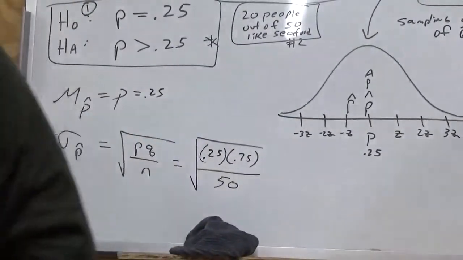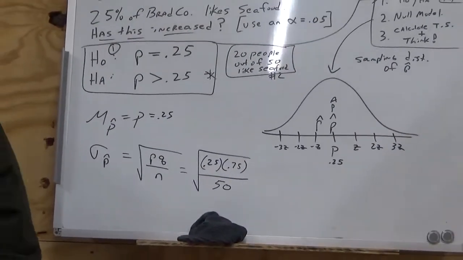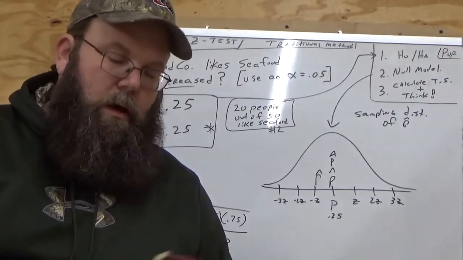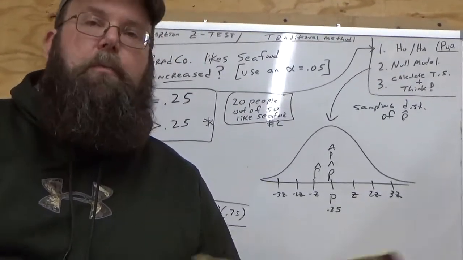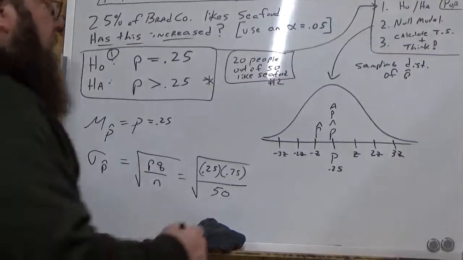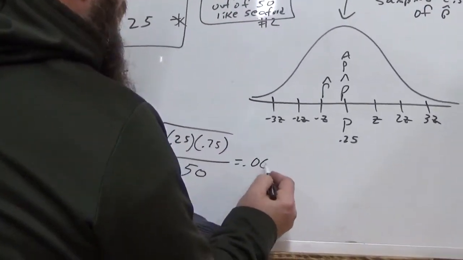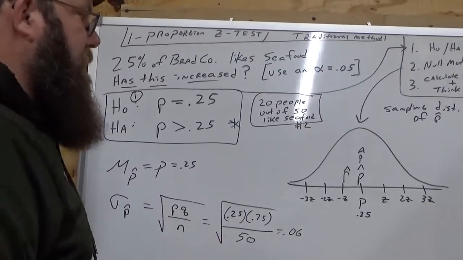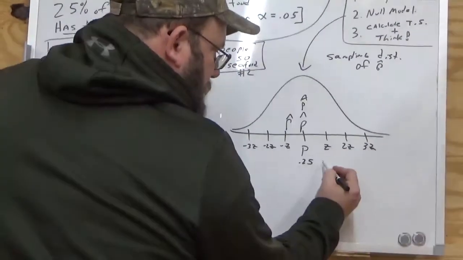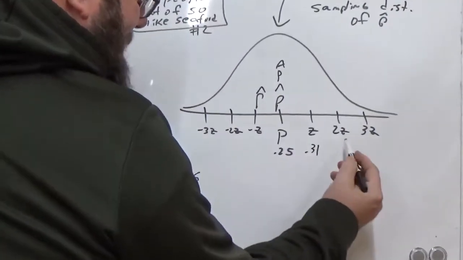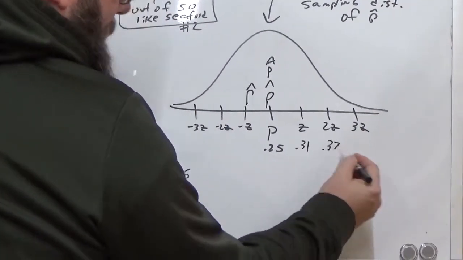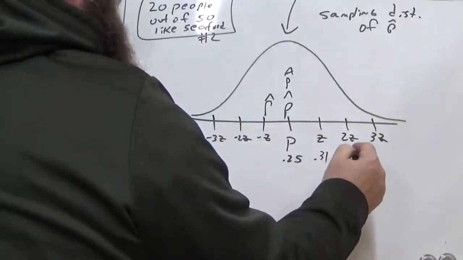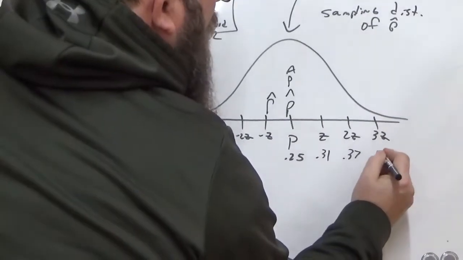So 0.25 times 0.75 divided by n, take the square root. I already have that calculated. It's 0.06. That's not that difficult of a calculation. So that means my first z-score is 0.31. My second z-score is 0.37. And my third z-score, I'm way out there now, 99.7%, 0.37 plus 0.06 is 0.42.